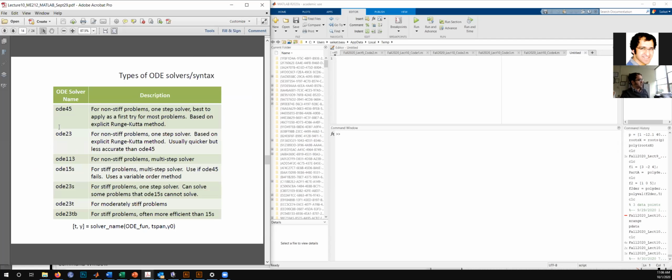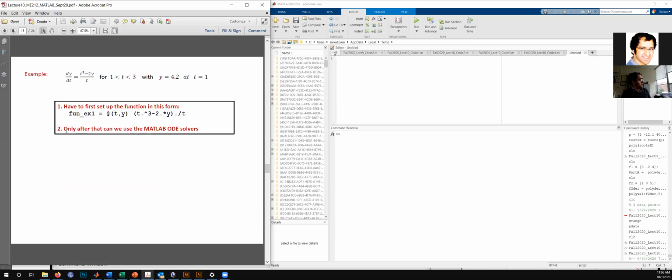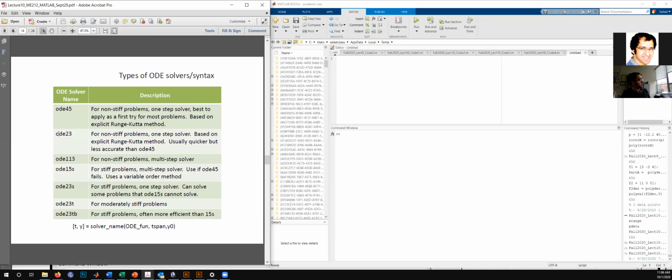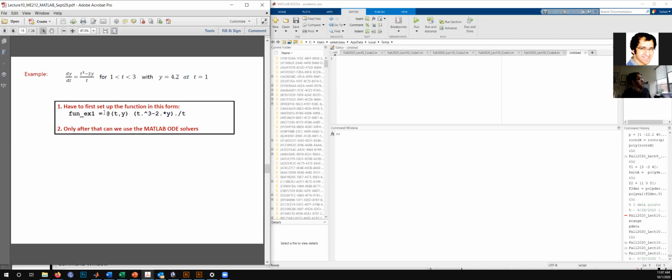This slide tells you the other ODE solvers that Matlab has. As I said, we don't have to worry much about all of them. The ones that we are going to use are either ODE23 or ODE45. I typically prefer ODE45 because it just gives a little more accurate results. So with that background, let's try to solve this example.